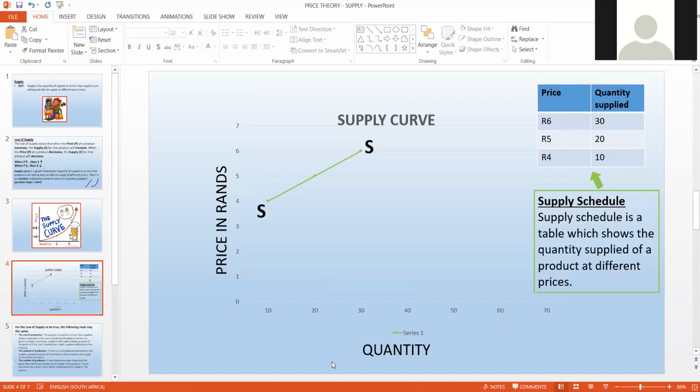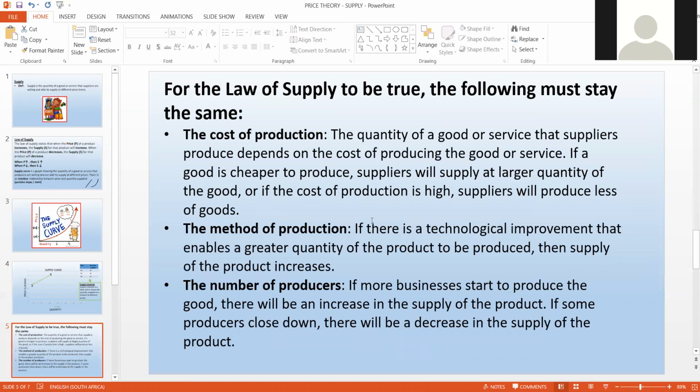That's also perfectly fine. Okay, now remember when we spoke last week about the law of demand, that if price goes up, demand goes down. If price goes down, demand goes up. And then we said, but this will only be true if a number of other factors stay the same. Now the same with the supply curve. So let's have a look. For the law of supply to be true, the following must stay the same.